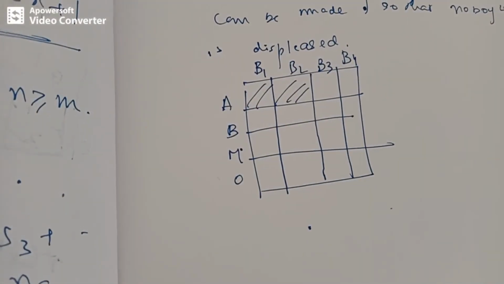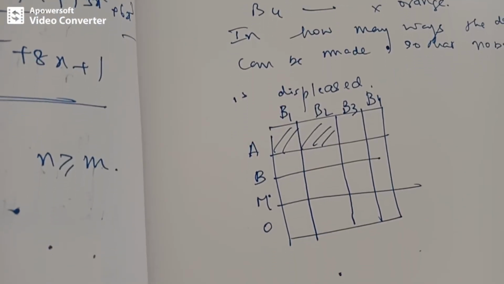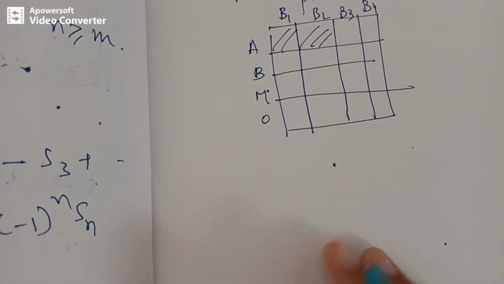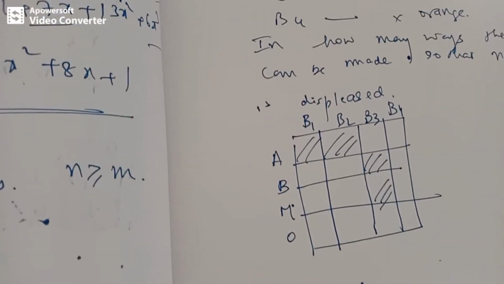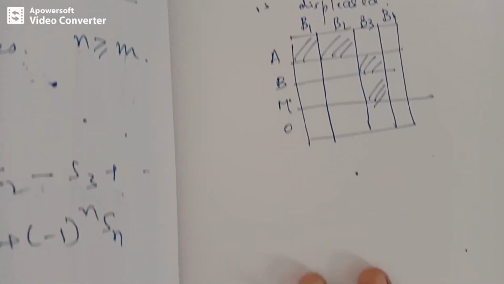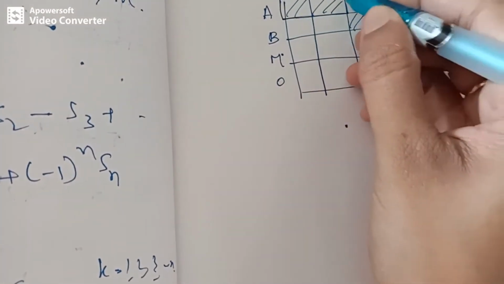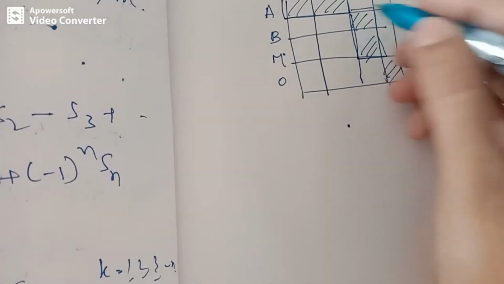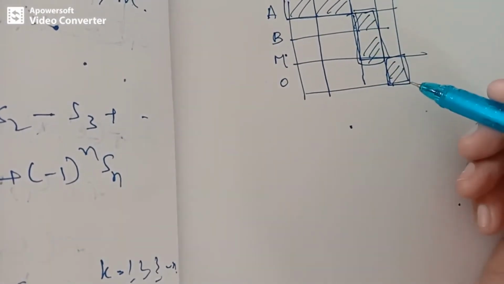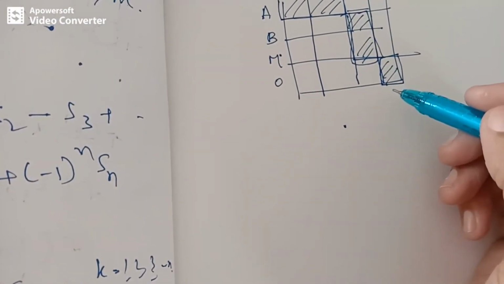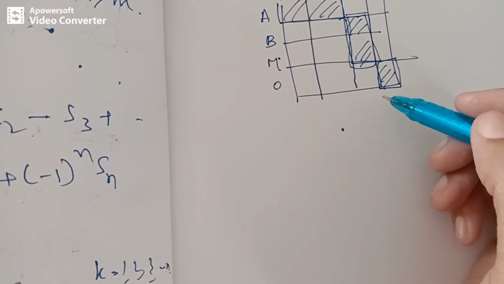Next, B3 does not wish to have banana or mango. Then B4 does not wish to have an orange. So this is the chessboard that we have to consider. We can observe that all the 3 boards are disjoint. That means there is no row or column in common. We have to apply the product rule.